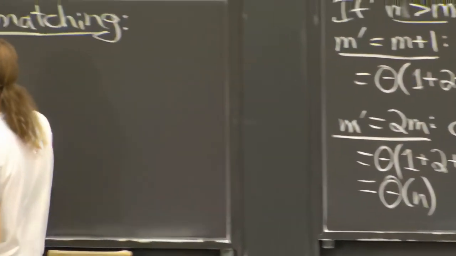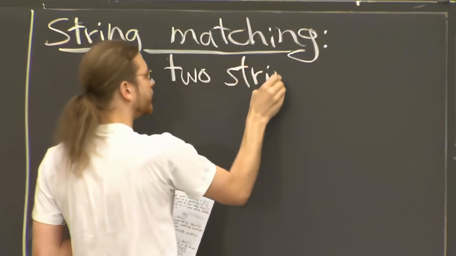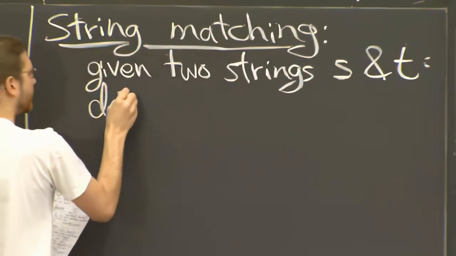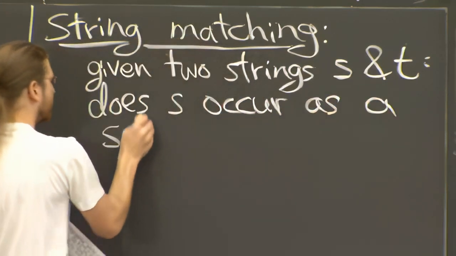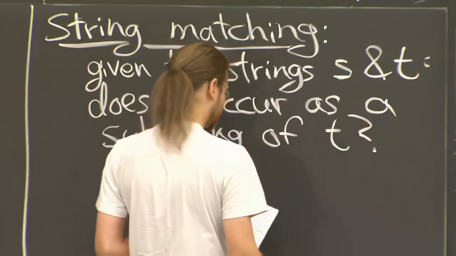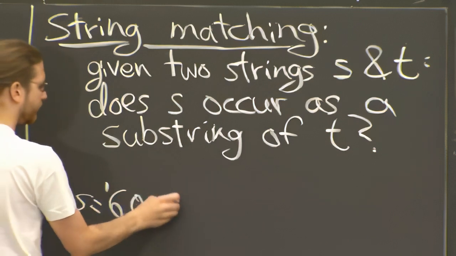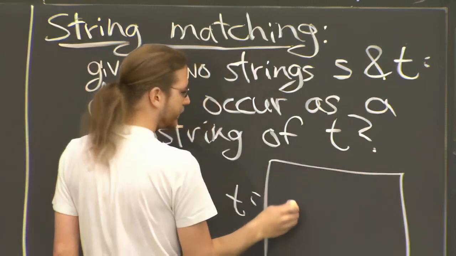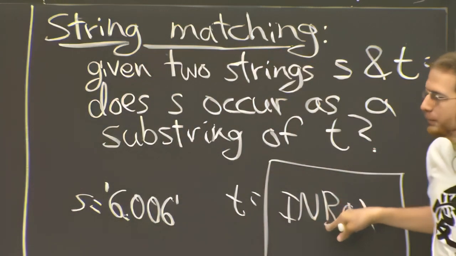So to state this formally, given two strings, s and t, you want to know, does s occur as a substring of t? So for example, maybe s is the string 6006, and t is the entire mail that you've ever received in your life, or your inbox or something. So t is big typically, and s is small.